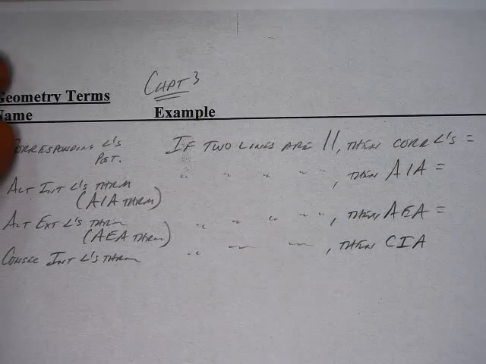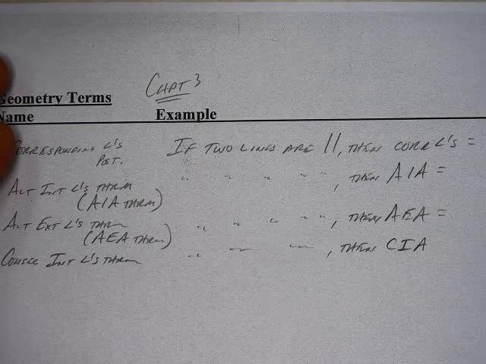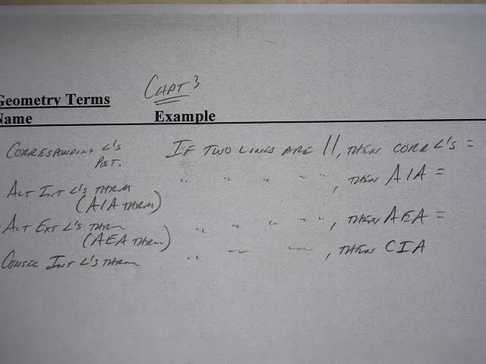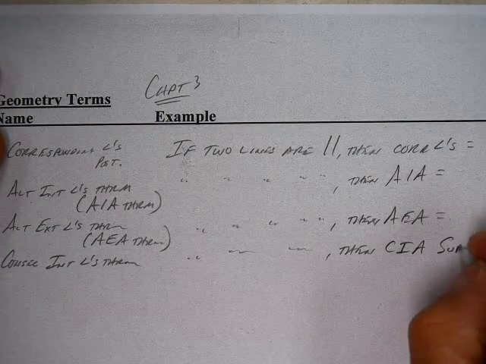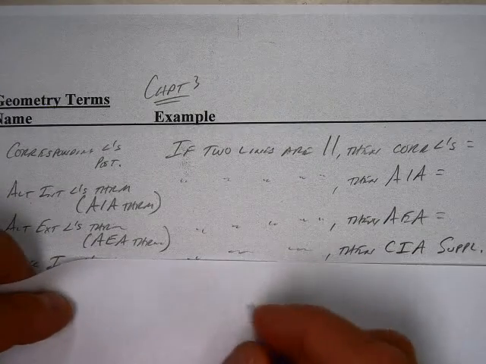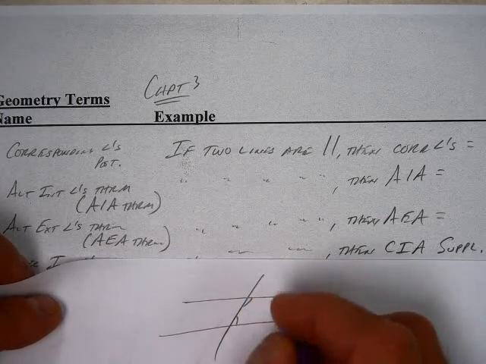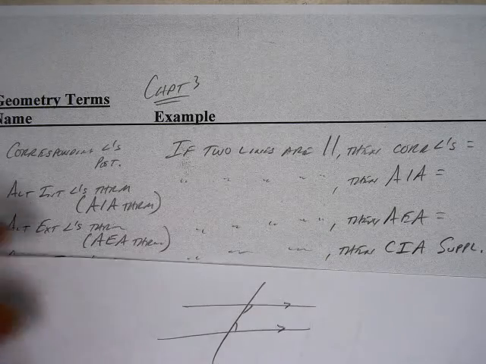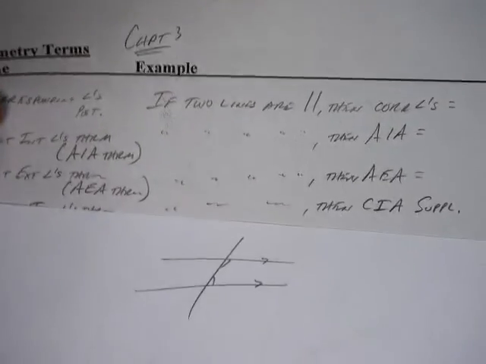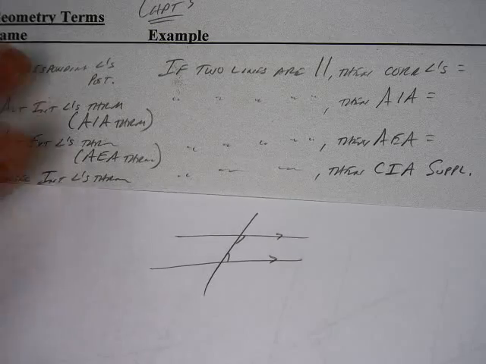What do you think is true about consecutive interior? Do they look equal? Linear pair? Linear pair are next to each other. They're supplementary. Okay? So if we take a look at this, those two angles, when the lines are parallel, then they have to add up to 180. Okay?